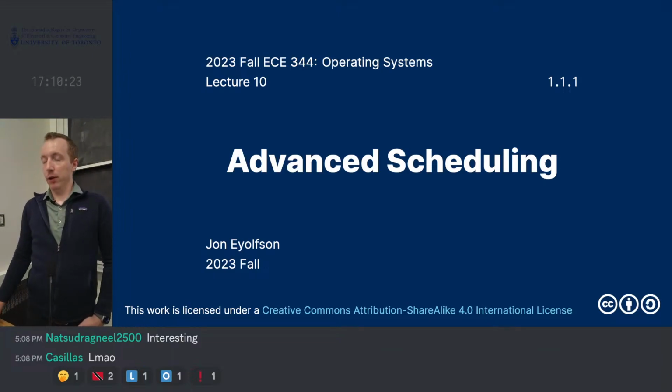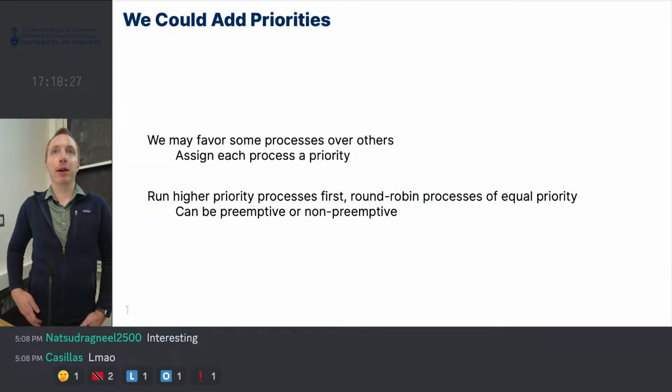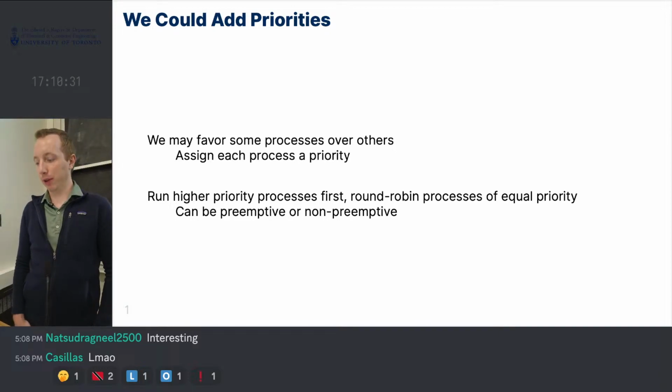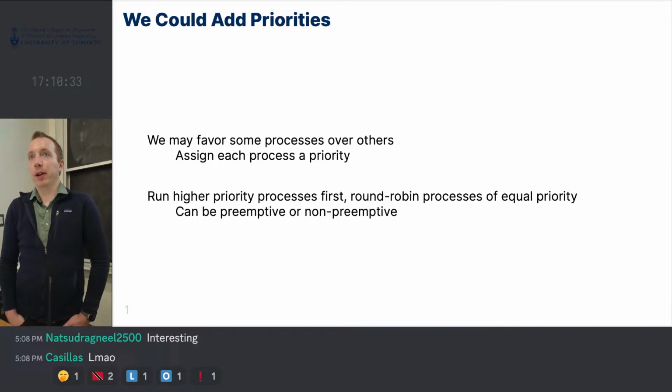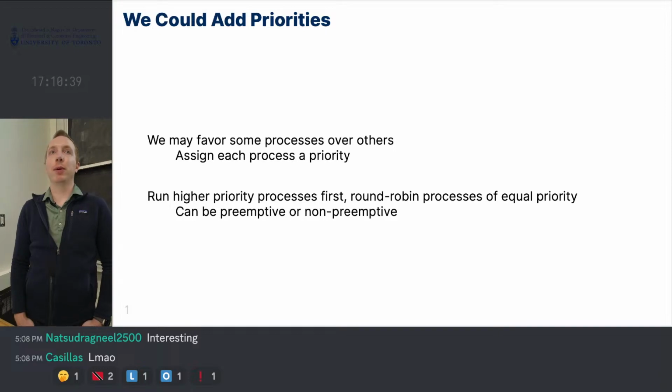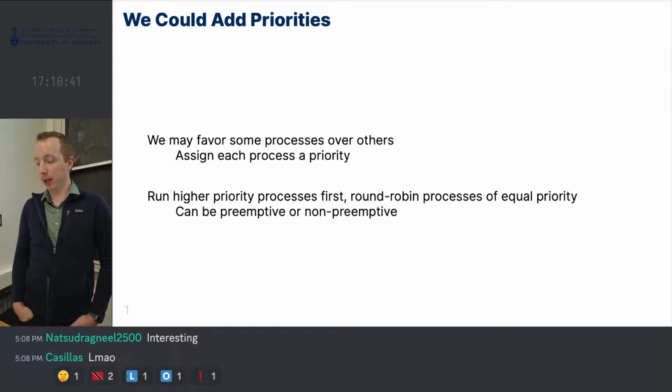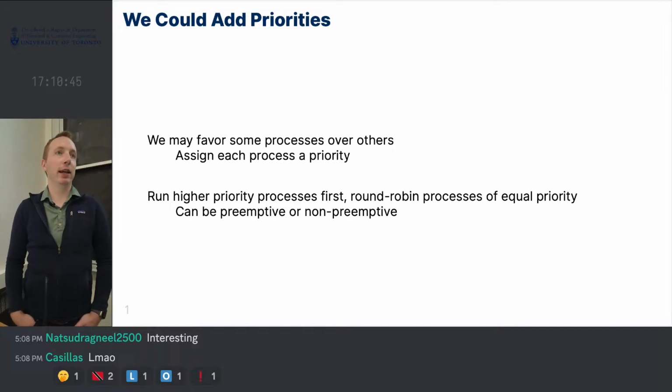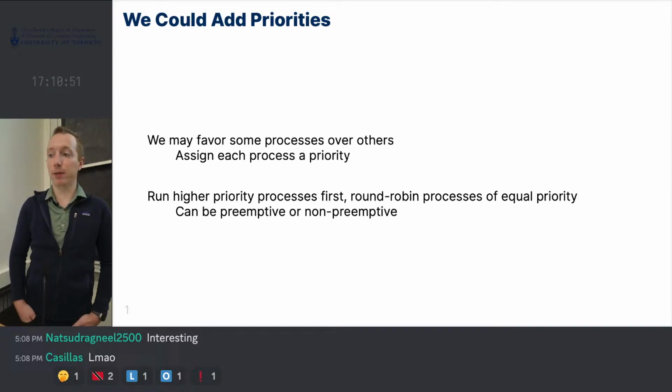Well, one thing we could do is just be super explicit about it. We could just add priorities to our scheduling algorithm. Since we may favor some, we'll just assign them a number. Who gets to decide the number? Well, we do, or we can let them decide themselves. Then we assign each process a priority, and the idea behind that is quite simple. If a process is a higher priority, we should run that first.